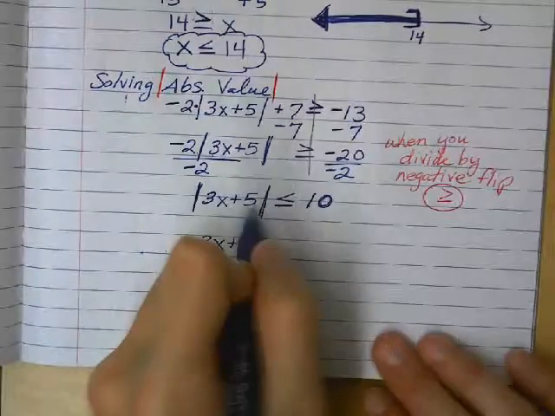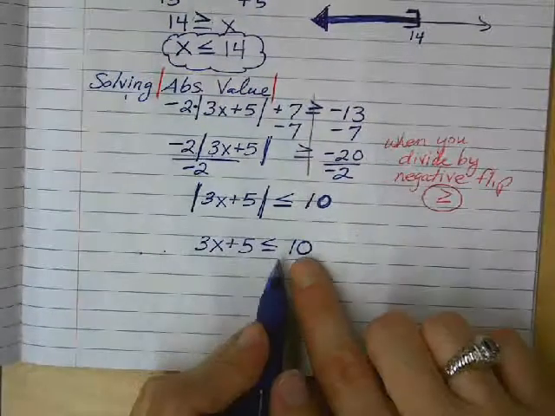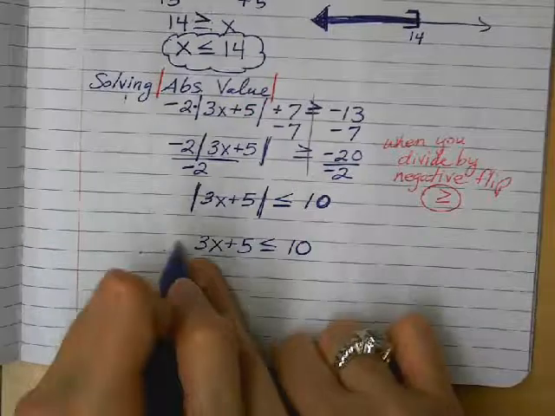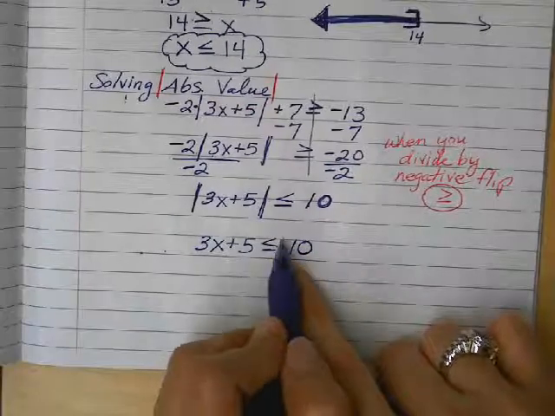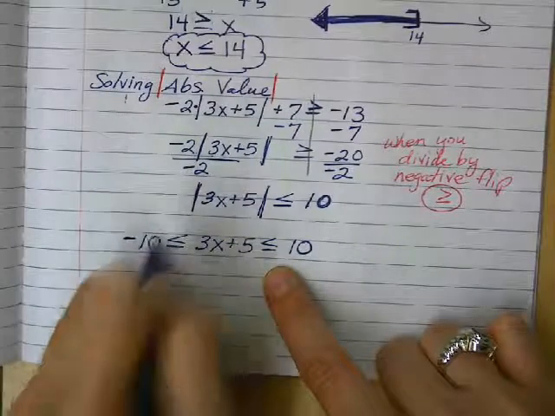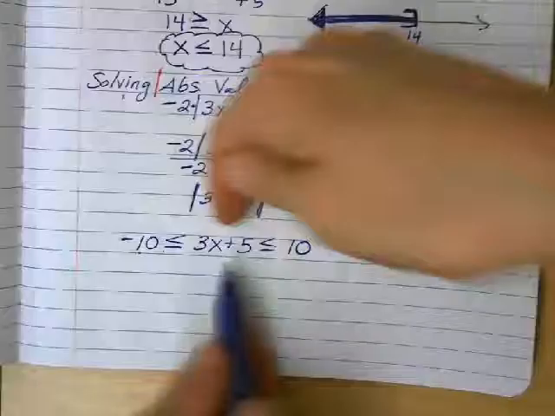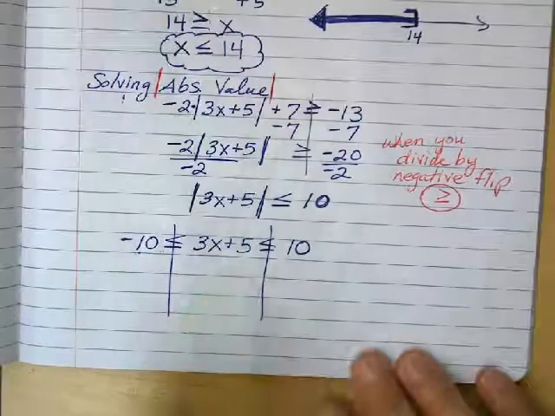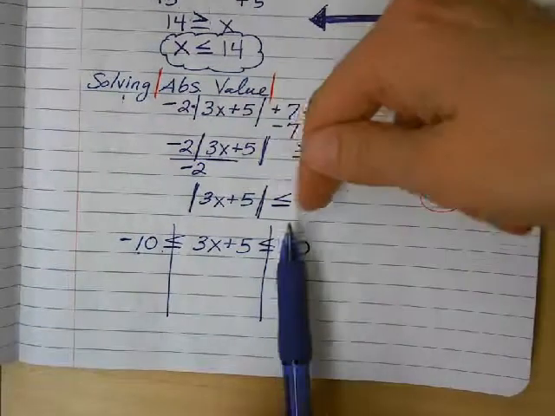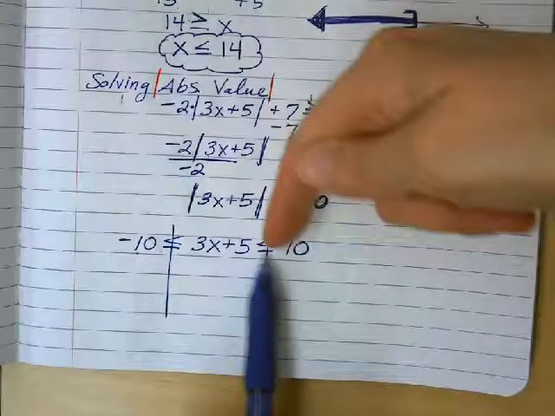We have the absolute value of 3x plus 5 less than or equal to 10. I think it's easiest to write another one of those less than or equal to symbols here and put a -10. It's like this problem could equal 10 or -10. I make it a double problem. I really think it's the shortest way to do them.